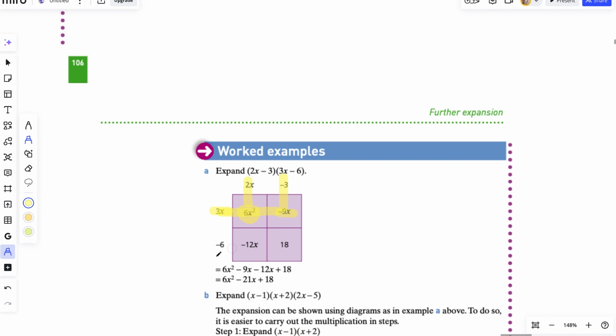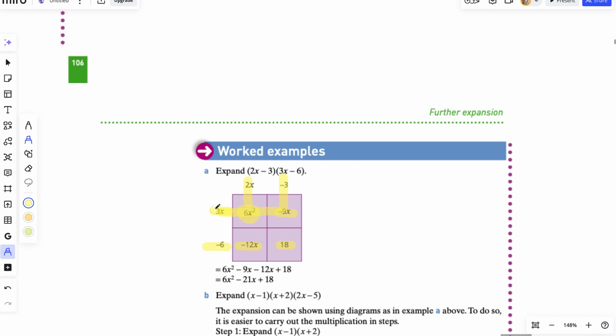Now we move on to the next one. We come here, we say negative 6 multiplied by 2x, we're going to get negative 12x. And then we say negative 6. To get this place, you can say negative 6 multiplied by negative 3. Negative times negative is positive. That's why there's no minus anymore. So you're going to get 18 here. 3 times 6 is 18.